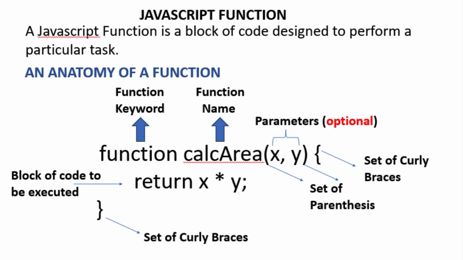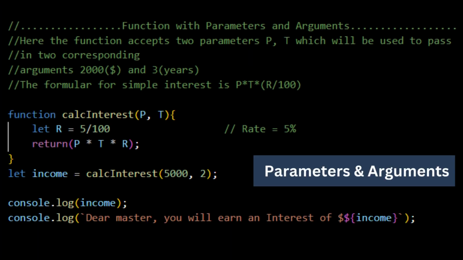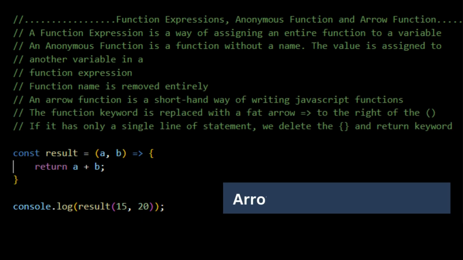Hello, my friends. In this video, we will have a simplified understanding of JavaScript functions. We will cover basic topics including function declaration and function call, function parameters and arguments, as well as function expressions, and finally, anonymous and arrow functions.